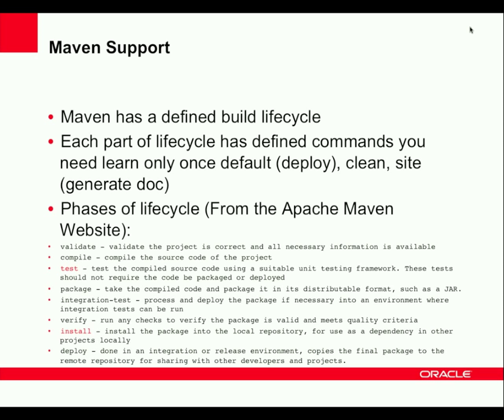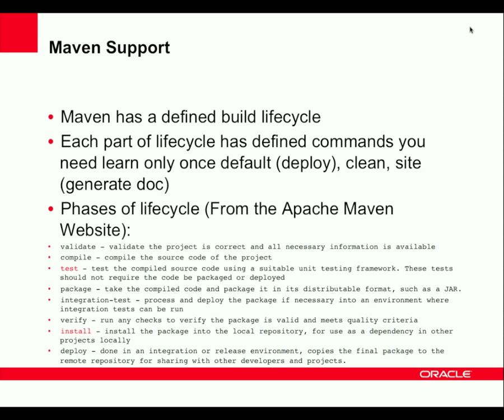Now, there are different phases of each one of these life cycles, and so borrowing again from the Apache website here, this is the exhaustive list, but the ones that I'm highlighting here, that most developers, at least I, use commonly, is the compile command, which allows you to compile the code. And of course, the ones we're going to be using most today are test and install.